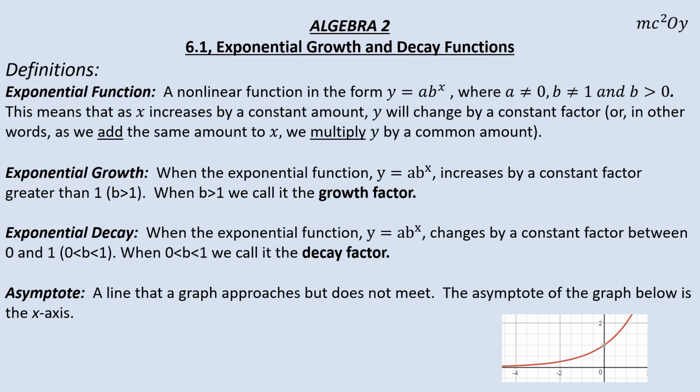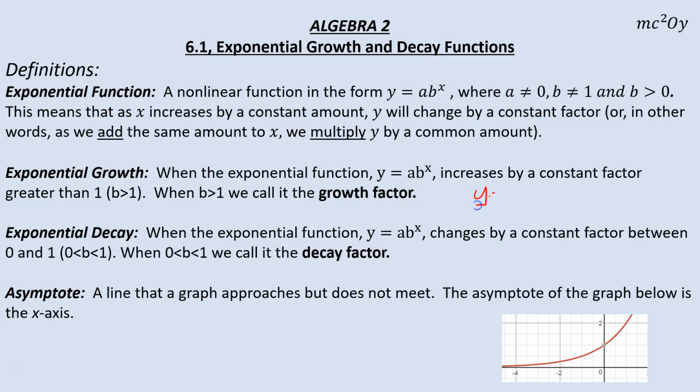Exponential growth is when the exponential function is y equals ab to the power of x, and b is greater than 1. We call that a growth factor. Okay, b is our growth factor when it's greater than 1. If b is less than 1 but greater than 0, we call that a decay factor. We call that exponential decay.